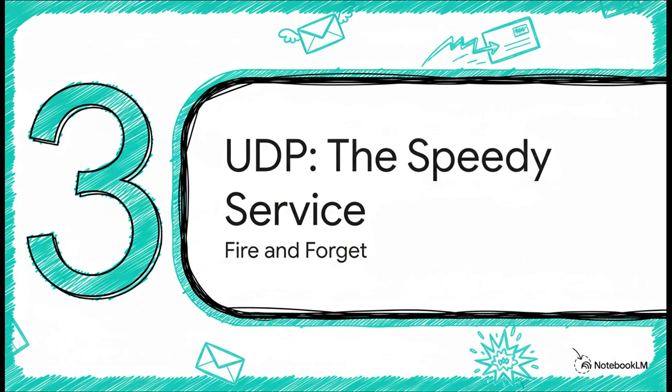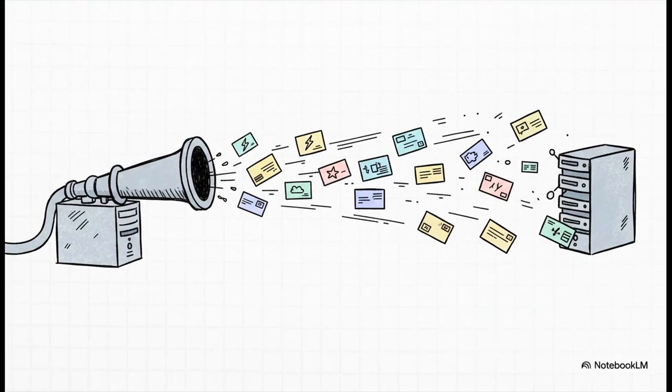If TCP is the careful, by-the-book courier, then UDP is the total speed demon. Its whole philosophy is basically fire and forget. UDP is the complete opposite of TCP. There's no three-way handshake. There's no connection. An app using UDP just starts blasting packets out towards the destination. No hello, no how are you.